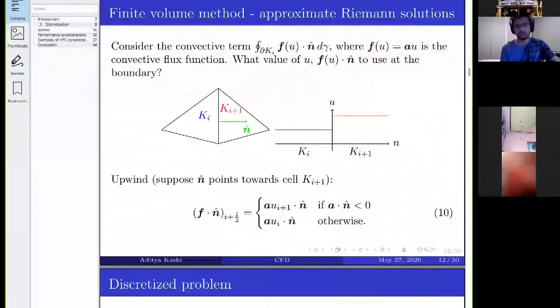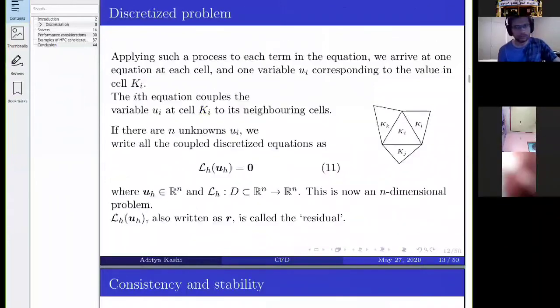Yeah, so this is the most simple case, but this can get pretty complicated pretty soon, depending on how complicated the PDE actually is. So for the sake of brevity, I won't go through how the viscous term is discretized, but it needs the Green's theorem, but it follows a similar path. Now, finally, once we do all that, we can arrive at a discretized problem.